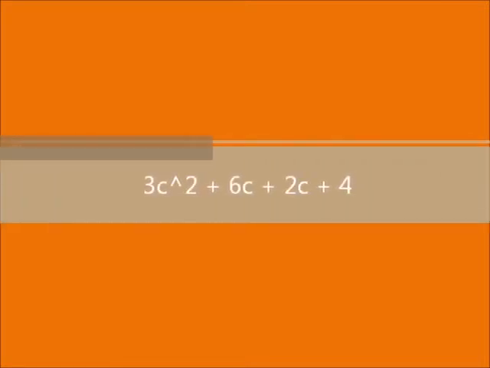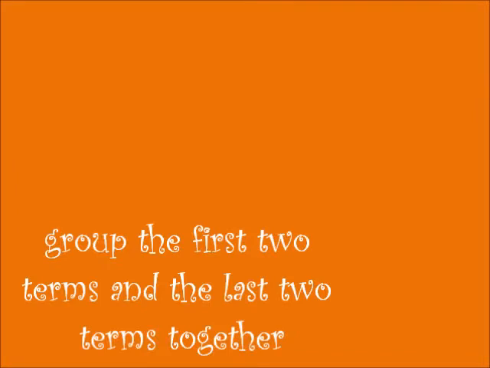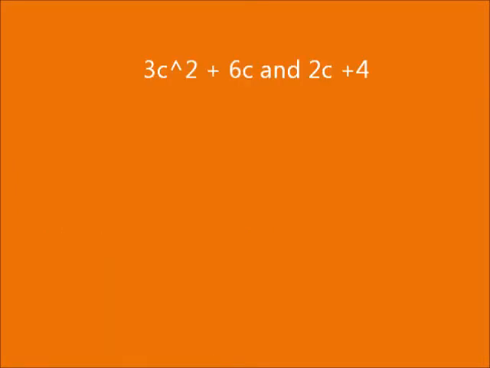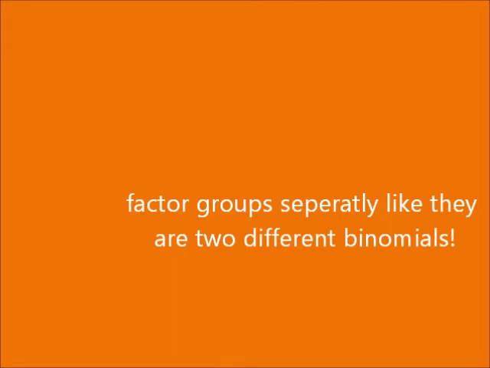The equation now looks like 3c squared plus 6c plus 2c plus 4. Now we group the terms. We group the first two terms and the last two terms. So in parentheses we've got 3c squared plus 6c, and in the other one we've got 2c plus 4. Now we are going to factor these two parentheses separately. So the first one can have a GCF of 3c, and that'll leave it at c plus 2. And the second one, you can take the 2 out and it'll be c plus 2.